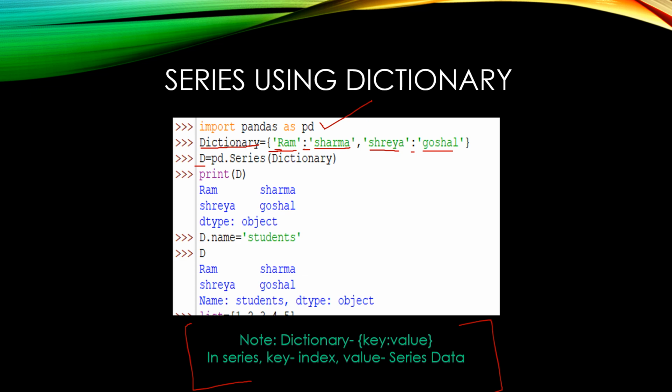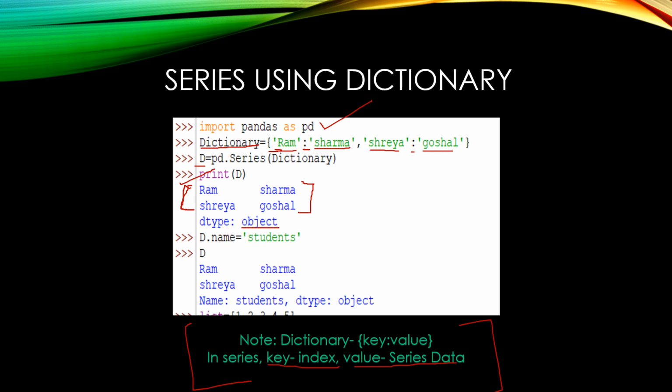Then we get the D object printed, which gives us a series object where Ram, which was the first name, became the index value as it was the keyword. Similarly, Shreya became the index value as it was the keyword. However, the last names, that is Sharma and Ghoshal, which are given as values, became the values of this series. So the main thing we get to know is that the keywords of a dictionary become the indexes in a series, whereas the values become the values of the series. As all the data is string, the dtype at the end is written as object.